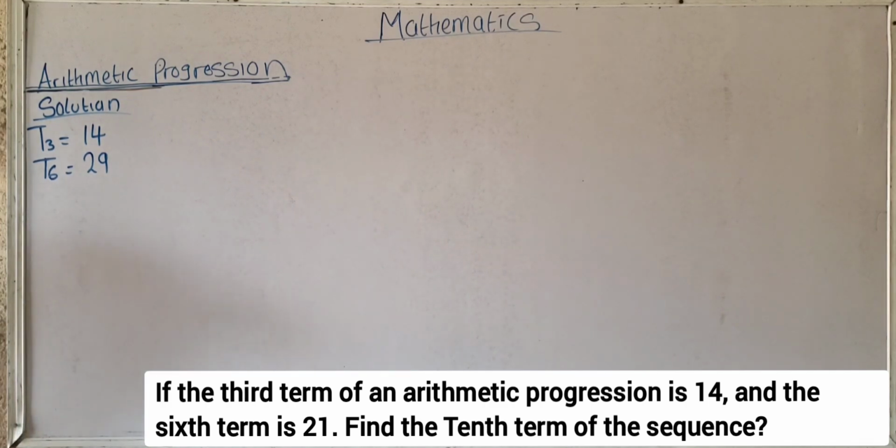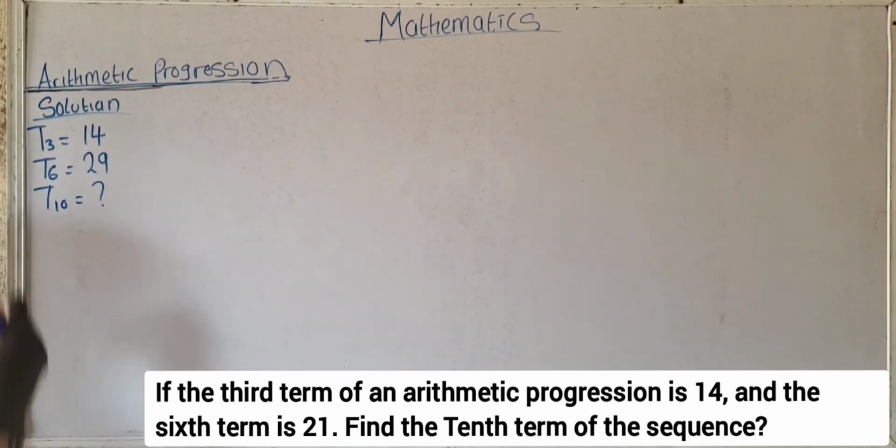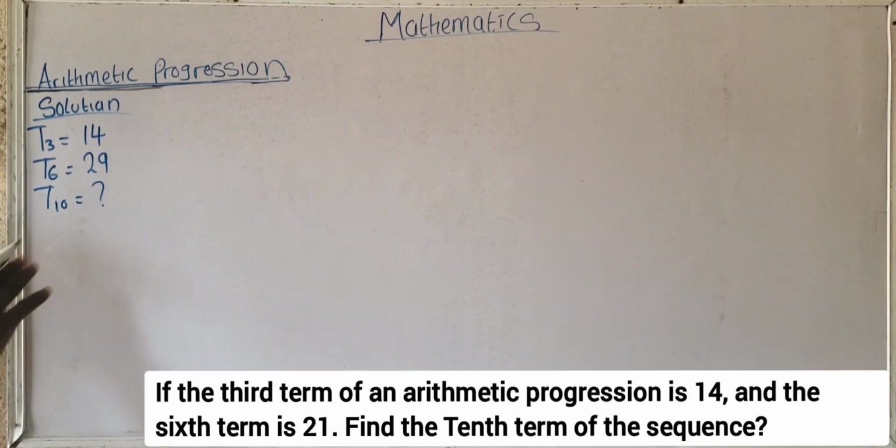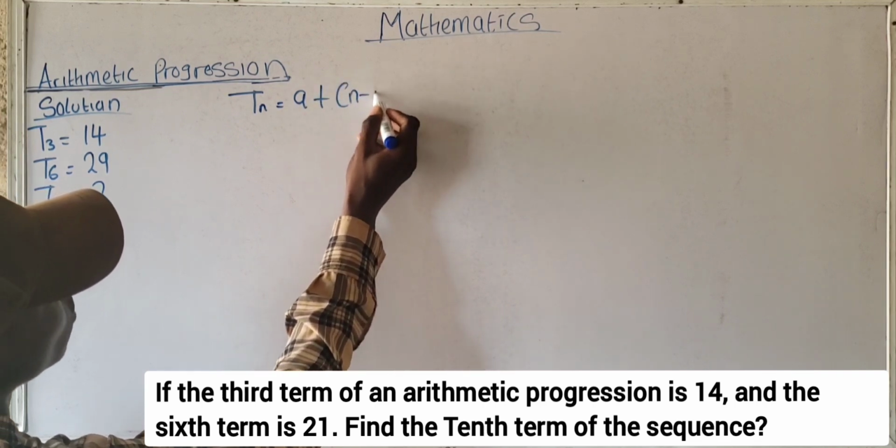I'm going to represent the 10th term as T10, you understand? So here, I'm going to have T10. We don't know the value of T10, so I'm going to represent it with a question mark, okay? Now, we cannot determine the value of the 10th term without knowing the common difference and the first term of the arithmetic progression. Listen to the explanation again. To determine the 10th term, don't forget that the nth term for every arithmetic progression is what? Tn is equal to a plus n minus 1 multiplied by d.